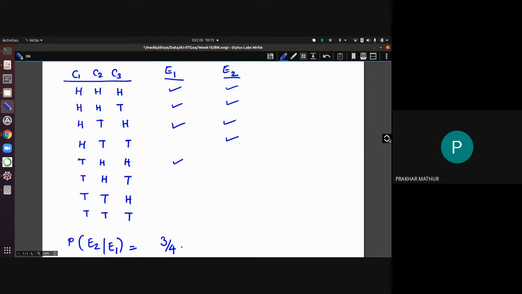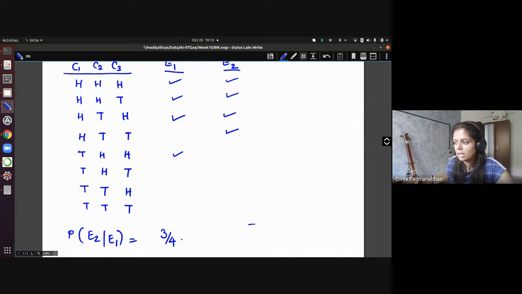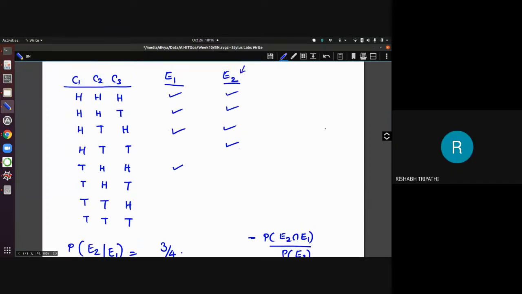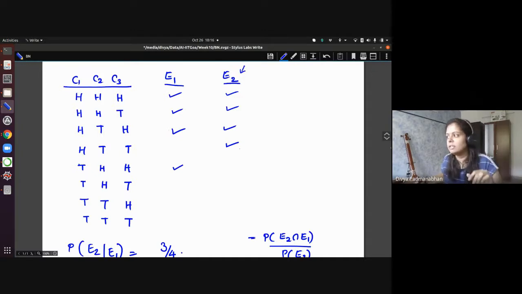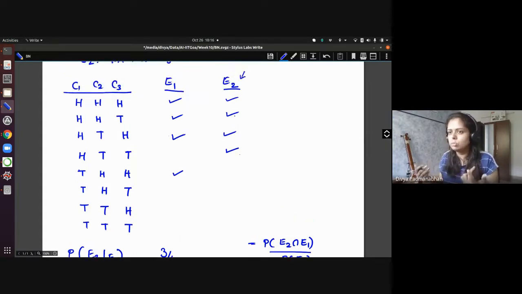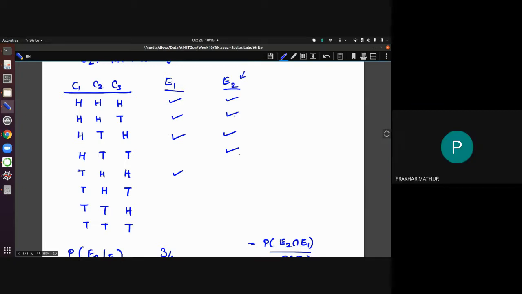That's why it's 3/4. Okay, so what you are actually saying is you did something like this, E2 intersection E1. From what you say, it sounds like out of the total number of possibilities of E2, four, you took those with E1. I'm just trying to clarify that. Who said that, you take the four possibilities of E2? Prakhar, yes, ma'am. Okay.